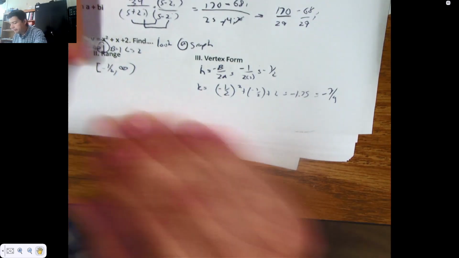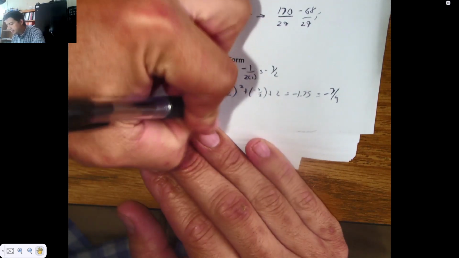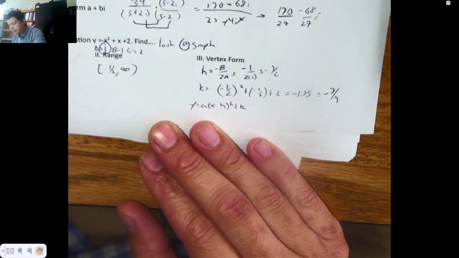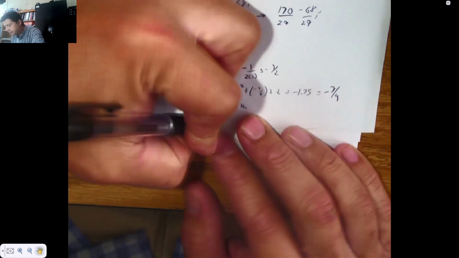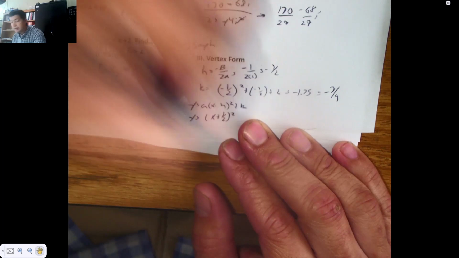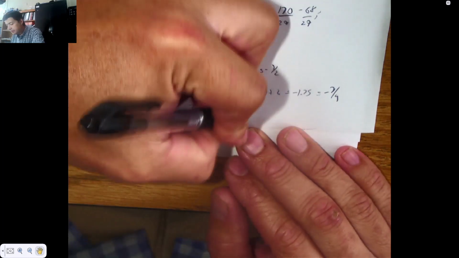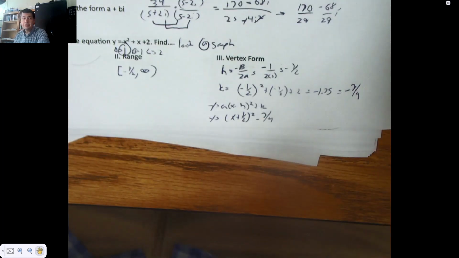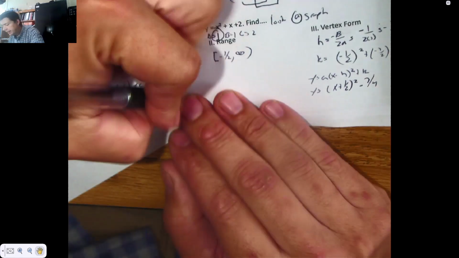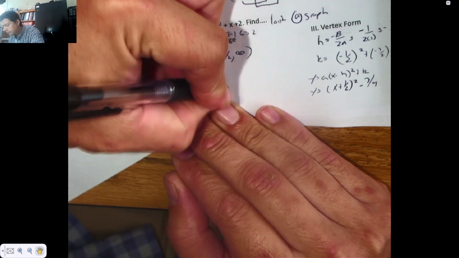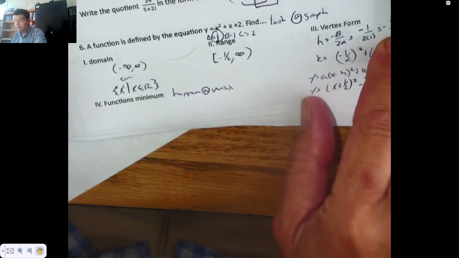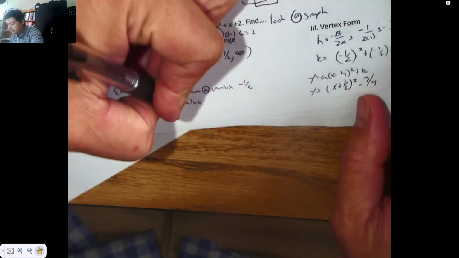By the way, a was 1. So y equals a times x minus h squared plus k. So y equals an understood 1 times x plus 1/2, squared. Taking away a negative is addition. Then minus 7/4. Oh, and the function's minimum. This would happen at the vertex. It happens at negative 1/2. And its value is k, which is negative 7/4.